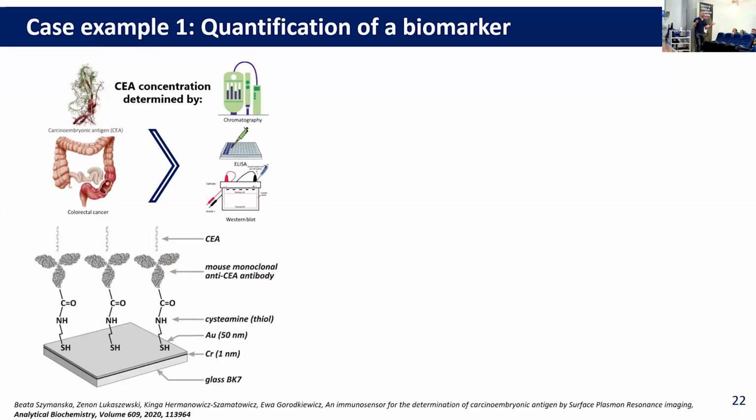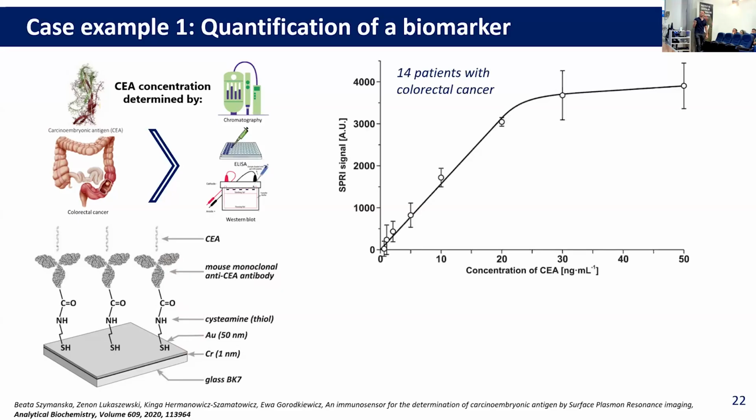And then they took samples from 14 patients with colorectal cancer, and they calculated through other techniques the concentration of CEA, and then they processed these samples again through SPR, and they saw how many response units they were given. With this, they were able to make this calibration curve, and it's very good because from 5 to 10 to 20 nanograms per milliliter is the medically relevant range of this antigen in patients with cancer.